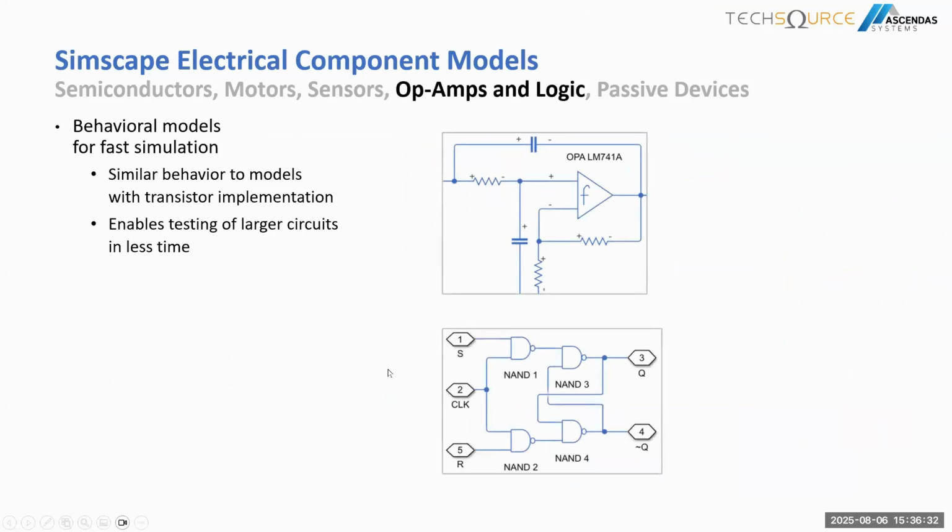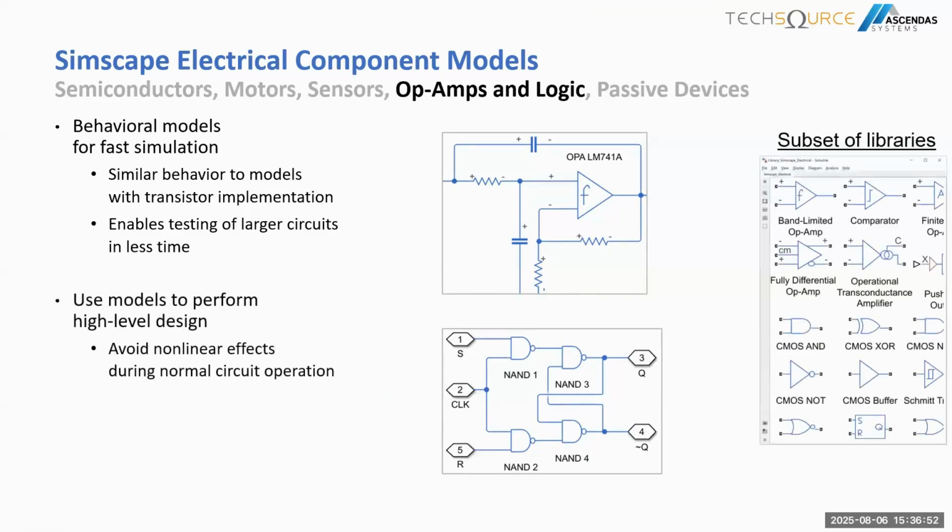Another component is op amps or logic. These are behavioral models for fast simulation. So you don't have to have the internals of the op amp, but you can use behavioral systems to analyze large circuits. You are also able to perform high-level design without those nonlinear effects of the normal circuit operations. So these are much more logical systems.